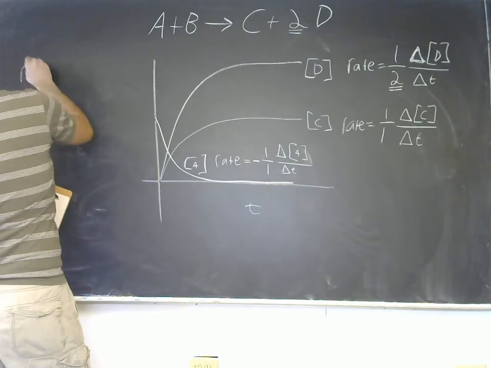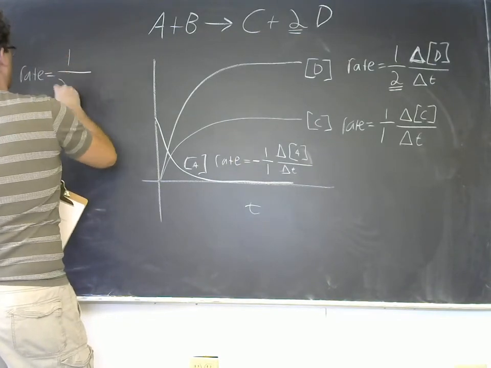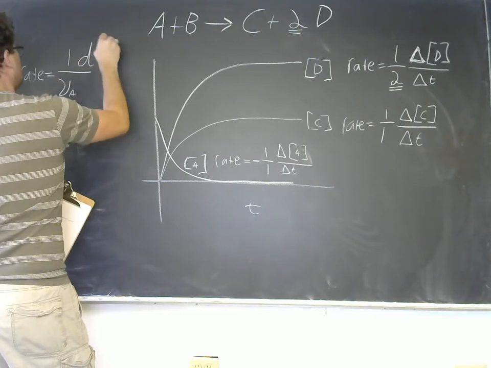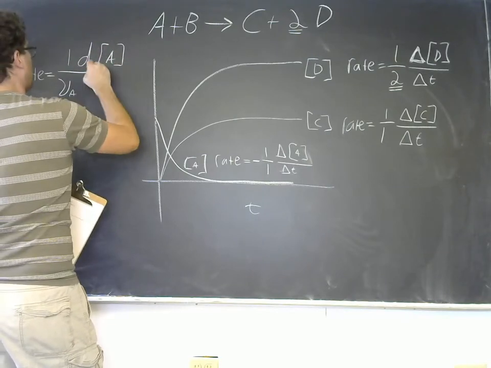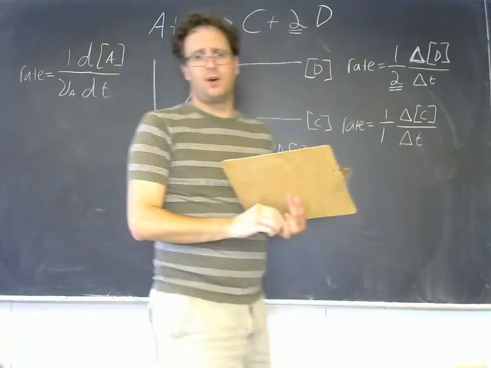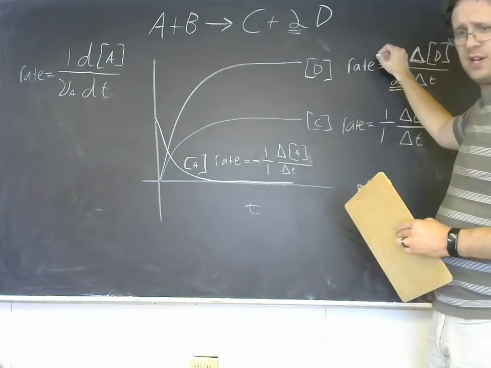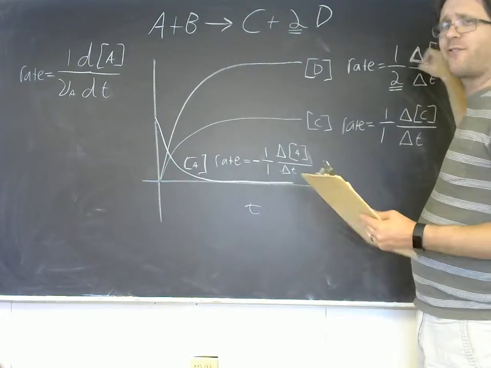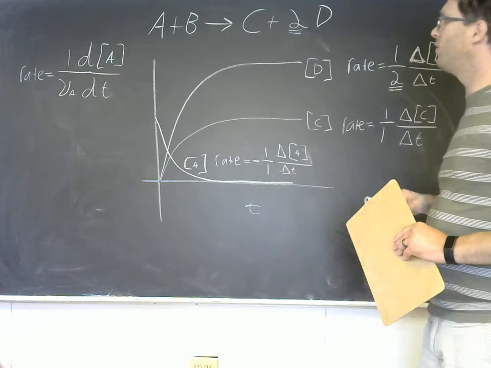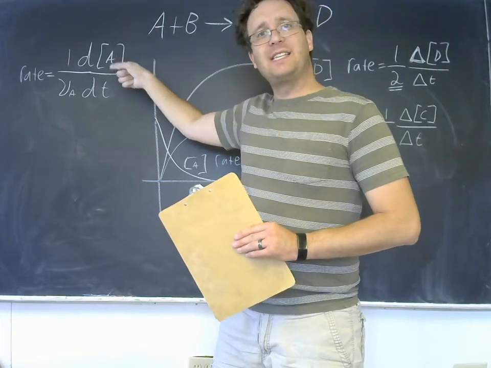And so the rate will equal 1 over nu A times d concentration of A over dt. So technically, these formulations here are going to give an average rate over that interval. This formulation here will give you what is called an instantaneous rate.